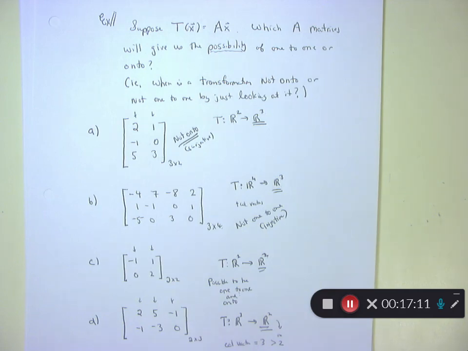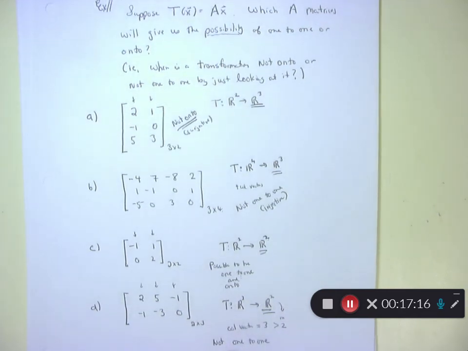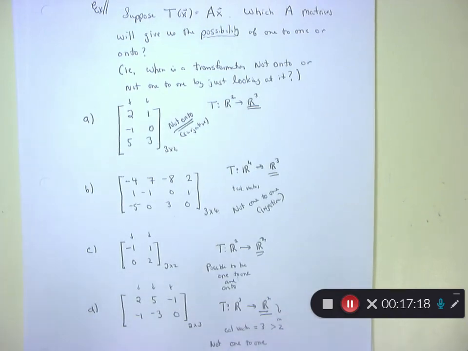Okay? So this is a nice little theorem that allows us to look at a matrix that represents a linear transformation. And I can tell you pretty quickly, this has the potential to be 1-to-1 and onto. This definitely is not going to be onto. This definitely is not going to be 1-to-1. That's what we're after with this stuff, just by looking at the size of the matrix. Okay?